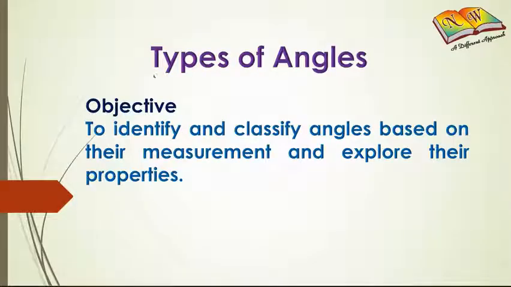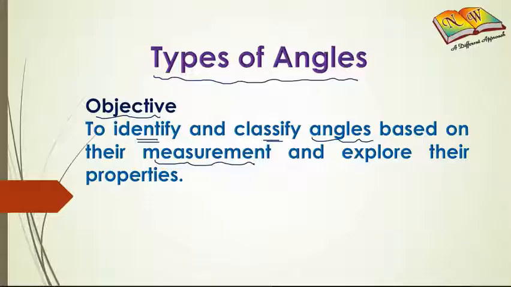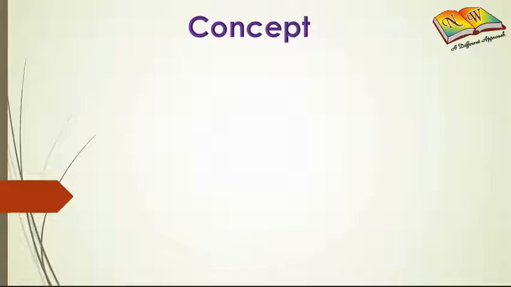This is the activity on types of angles. The objective of this activity is to identify and classify various given angles based on some measurements, and we will try to explore the properties of these angles. Let's first understand the concept of different types of angles.